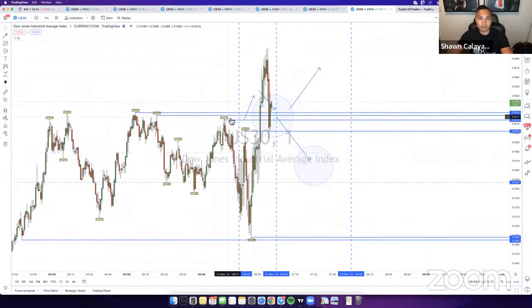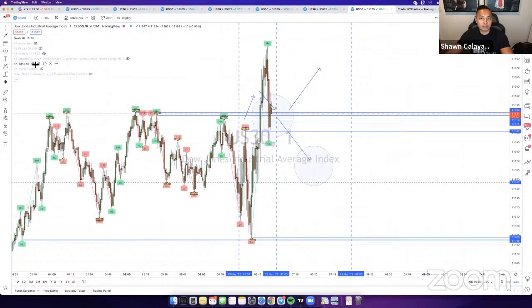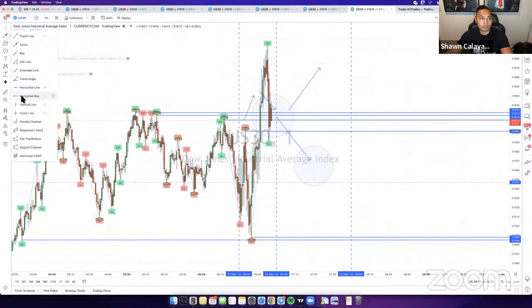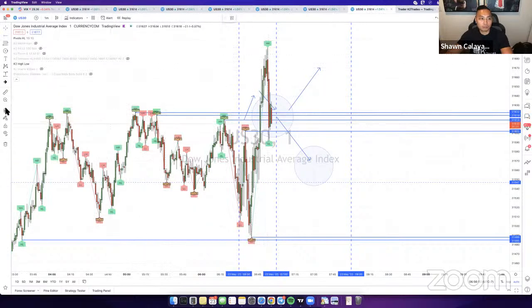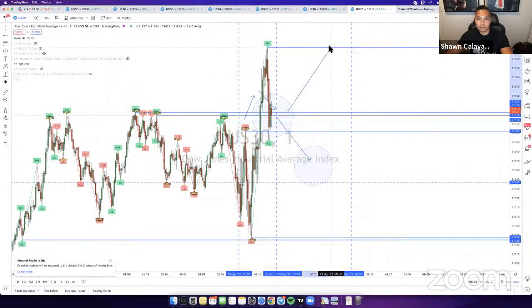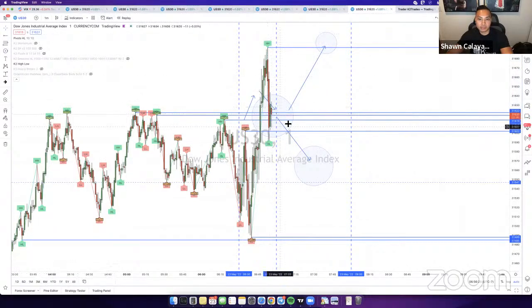So the area that I'm looking for it to confirm is it needs to break above the high over here. If you're looking for buys, you need to wait for it to actually come back up above here and close. Don't mess with it around here, because price can keep going back and forth and you're going to get screwed again.